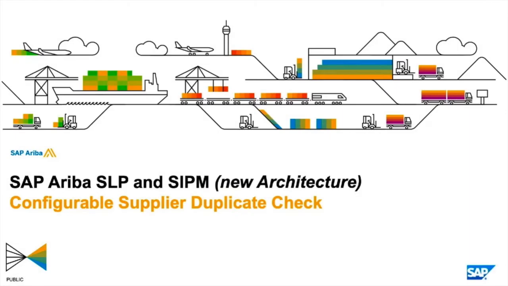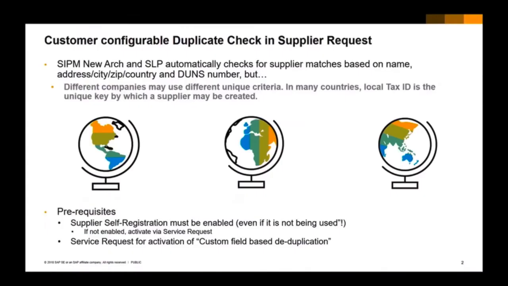Hello everyone, and today I'm going to talk to you about a quick and very valuable new feature in supplier lifecycle performance and SIPM new architecture, which is a configurable supplier duplicate check in the supplier request. Currently in SLP and SIPM new architecture, this tool automatically checks for supplier matches based on name, address, city, zip, country, and the DUNS number when you're approving a supplier request.